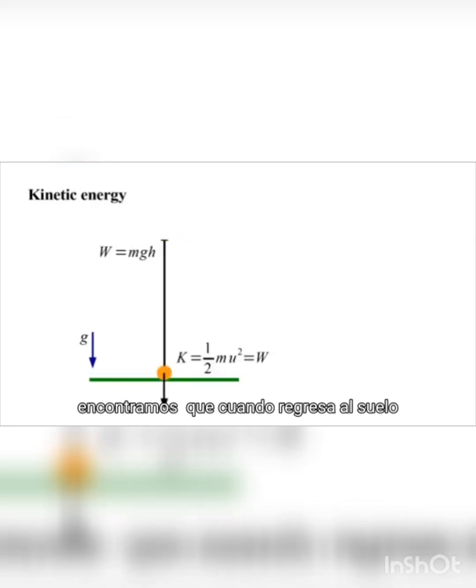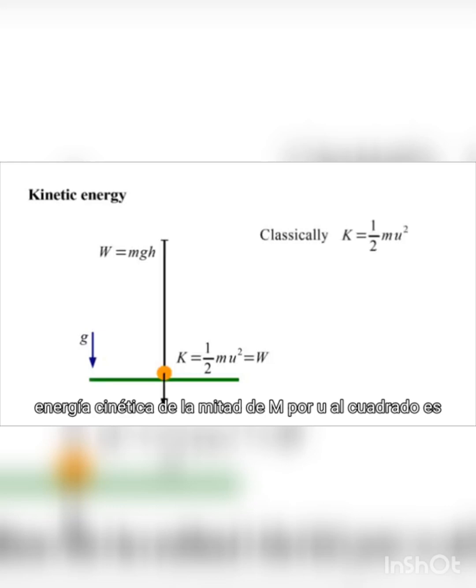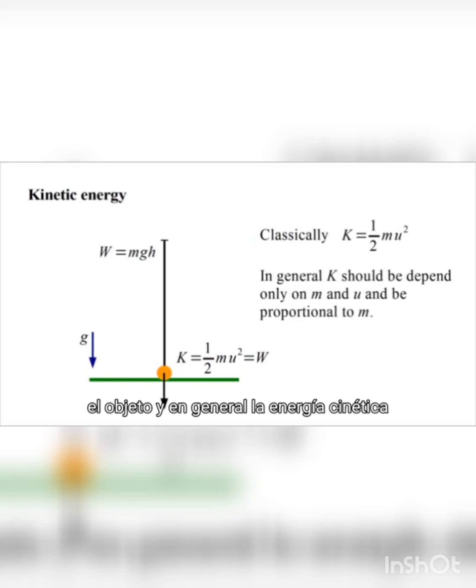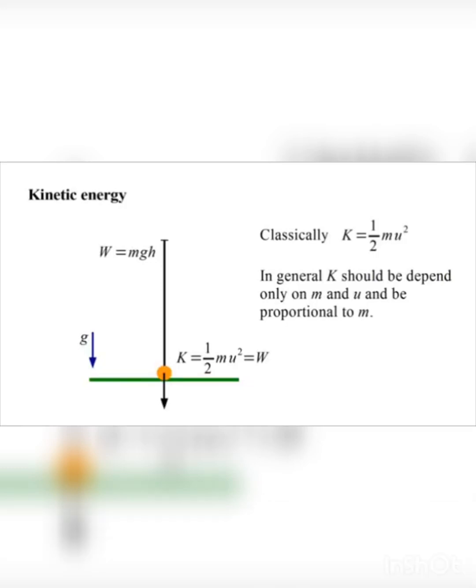Letting it drop, we find that when it returns to the ground, it has a speed u such that the kinetic energy of 1/2 m u squared is equal to the energy we exerted to lift the object. And in general, kinetic energy should depend only on the mass and velocity and should be proportional to mass. Because, for example, lifting two identical objects requires twice the work and will produce, hence, twice the kinetic energy.